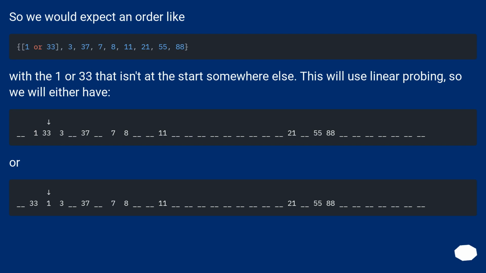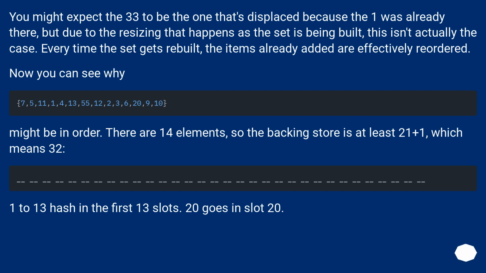This will use linear probing, so we will either have one or the other. You might expect the 33 to be the one that's displaced because the 1 was already there, but due to the resizing that happens as the set is being built, this isn't actually the case. Every time the set gets rebuilt, the items already added are effectively reordered. Now you can see why.